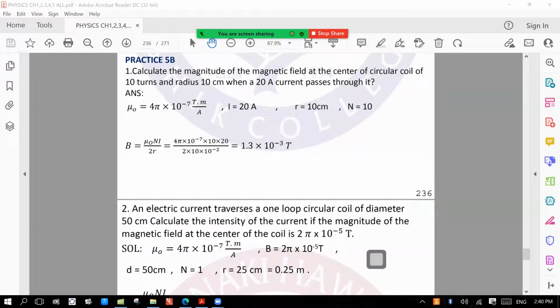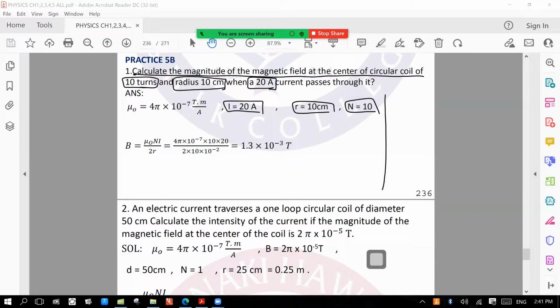Practice 5B, if you look at the question, calculate the magnitude of the magnetic field at the center of a circular coil of 10 turns, radius 10 centimeter, and the current is 20 amperes. So we have an N, we have a radius, we have a current 20, and we have mu naught already, we know that, which is 4 pi times 10 to the power negative 7. So easily we can go for that question. For that way, B is equal to mu naught N I over 2 times R.